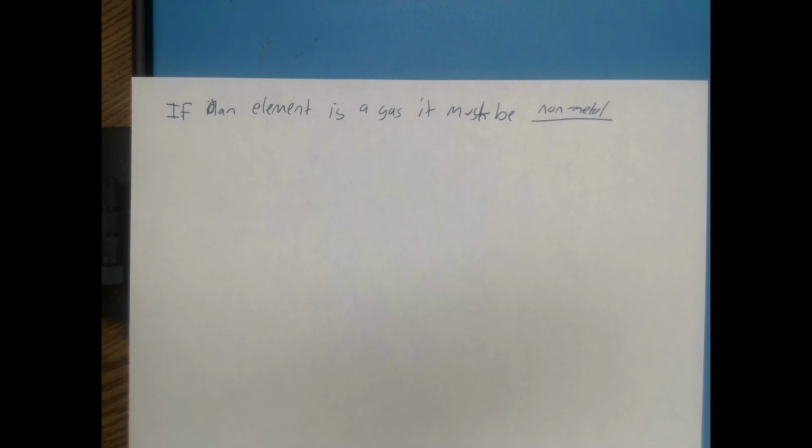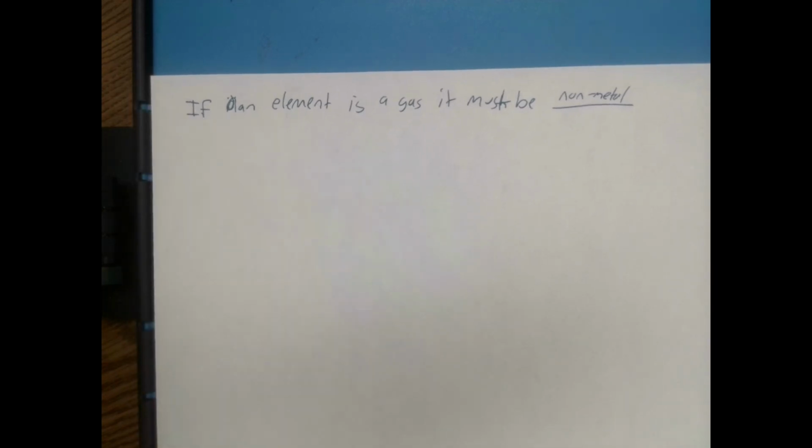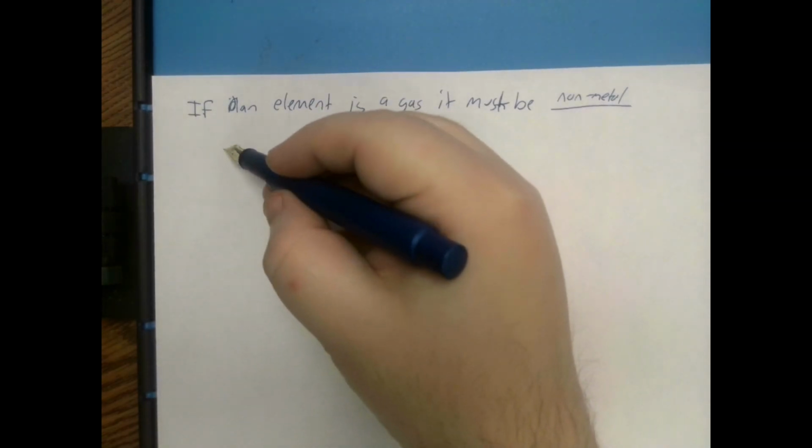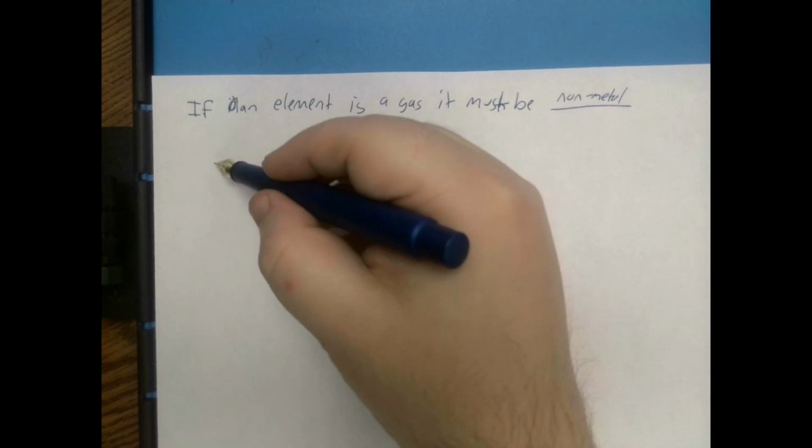So if you have 3 valence electrons, you are what? An element that has 3 valence electrons is what?